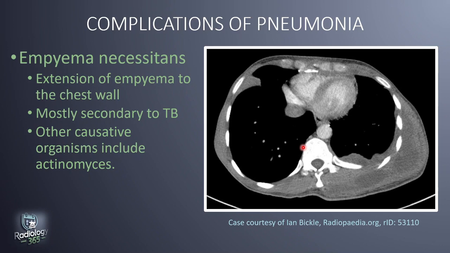Then a step further from empyema is empyema necessitans. It's extension of the empyema to involve the chest wall, and it's mostly secondary to TB. There are some other causative organisms that include Actinomyces. So in this axial CT scan of the chest, it shows left-sided pleural thickening and a small pleural collection with a large multiloculated thick-walled abscess on the posterior aspect of the left chest wall. So you can see there's a collection here in the posterior chest wall. It seems to be an extension of the collection that's in the pleural space here, and this is empyema necessitans.